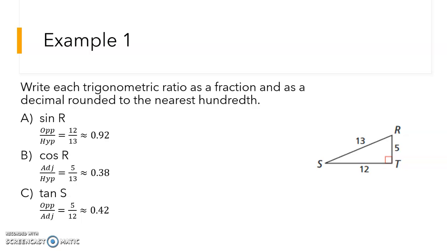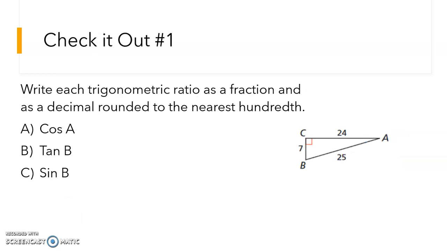I have 3 check it out questions for you to work on. In check it out number 1, you have to write each trig ratio as a fraction and as a decimal rounded to the nearest hundredth. So in part A, they want the cosine of angle A in this triangle. In part B, they want the tangent of B, and in C, they want the sine of B. So pause this video and do those questions, and then come back to see what's next.